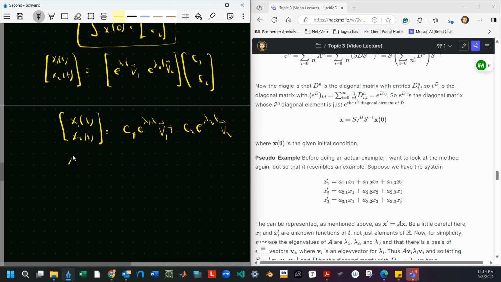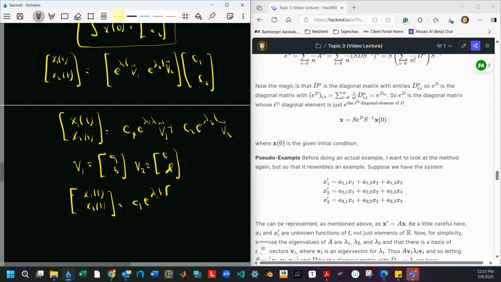So I could write this thing out if I knew what these lambdas were. If I knew that v1 is equal to (a, b) and v2 is equal to (c, d), so we've computed these things, whatever they are, then here I'll write it this way one last time, and then I'll write it out as a system. So x1(t), x2(t) equals c1 e to the lambda 1t times this first vector (a, b), plus c2 e to the lambda 2t times this vector (c, d).